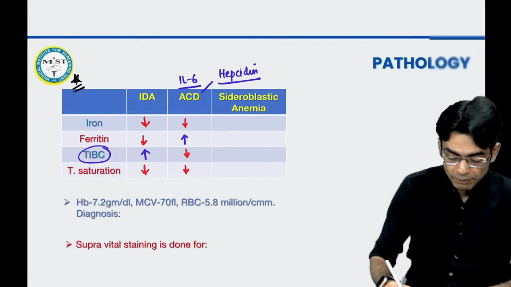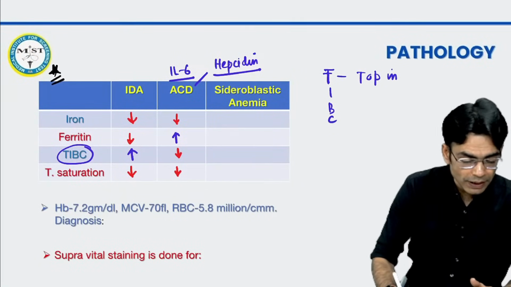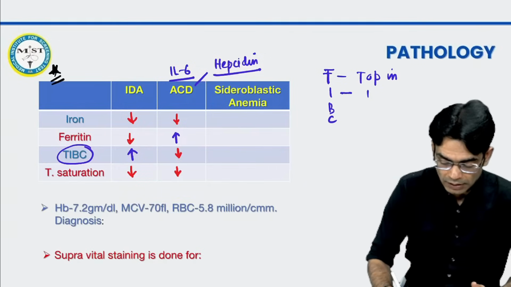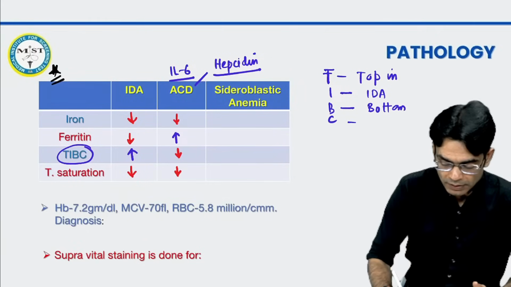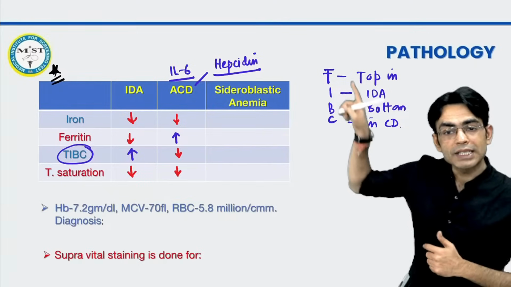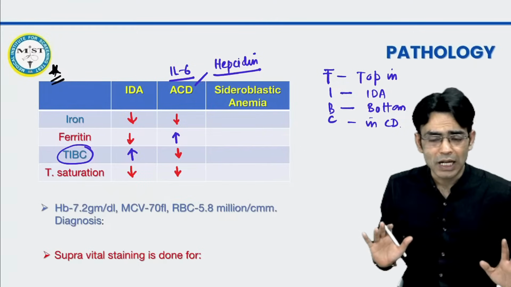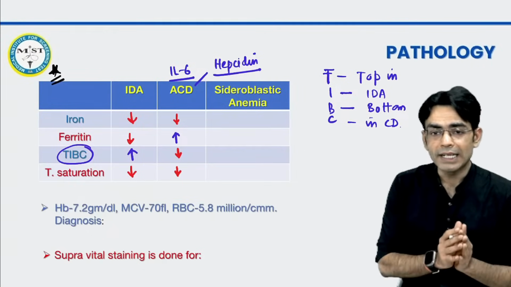तो उसके लिए we have done a mnemonic TIBC, very simple. TIBC, it is top in IDA, yes, and bottom in chronic disease. So chronic disease में bottom हो जाता है and top हो जाता है IDA में. ये अपन ने क्लास में लिखा हुआ है multiple times. ठीक है? So this is your anemia of chronic diseases and IDA differentiation.